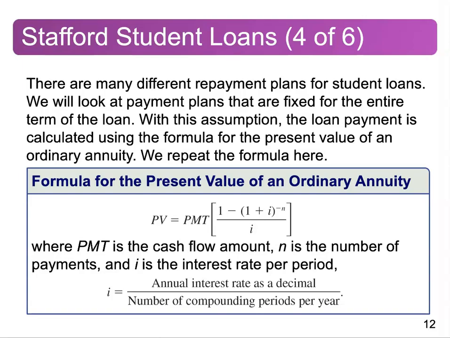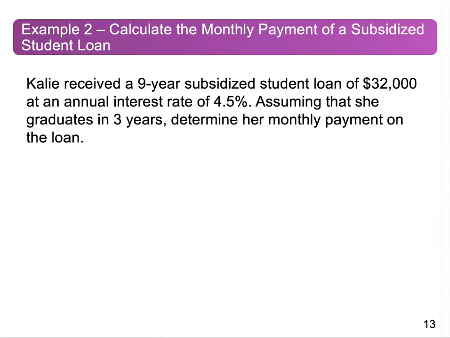But the process for calculating your payment, if you're doing it by hand, would be using this formula. However, we're going to use Excel in order to calculate the present value and the payments for these loan programs. So if we looked at Kaylee, who received a 9-year subsidized loan of $32,000 at an annual interest rate of 4.5%, and if we assume that she graduates in 3 years, what will her monthly payment on the loan be?